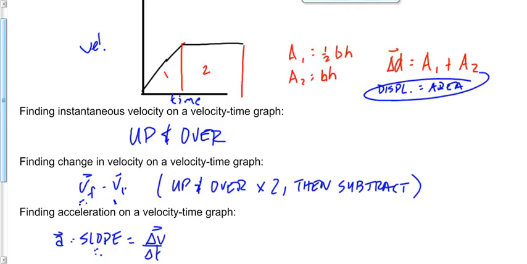Now, it gets a little bit more confusing even. If you happen to have a displacement that's underneath the x-axis like this, then we would make it negative. If we happen to have some that's above the x-axis and some that's below the x-axis, you have to add them all together, making sure that the ones that are below the x-axis are considered negative values.